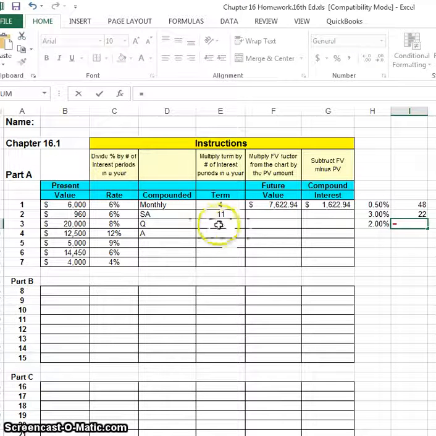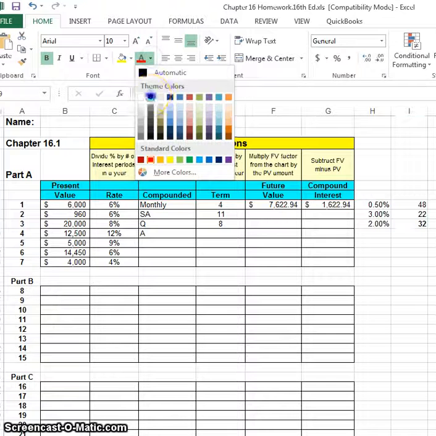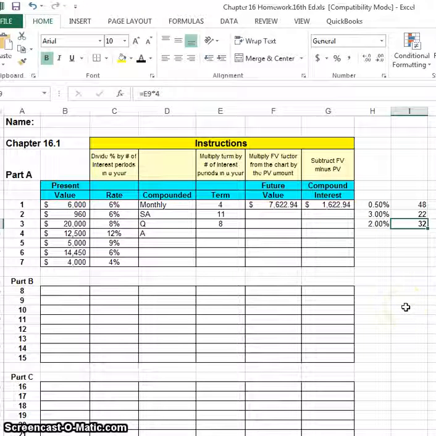And then we're going to take 8 times 4 to find out how many interest calculations we're going to have. So there's going to be 32 interest calculations.